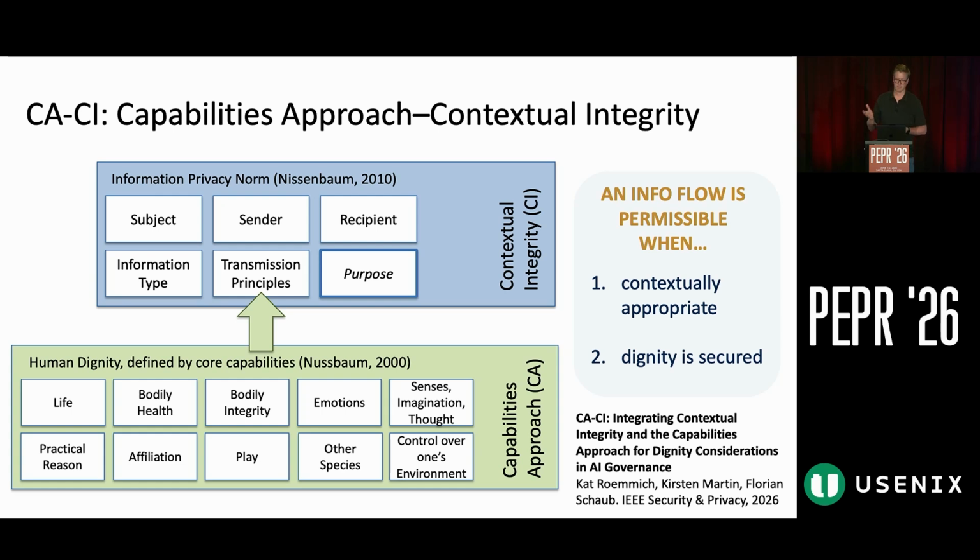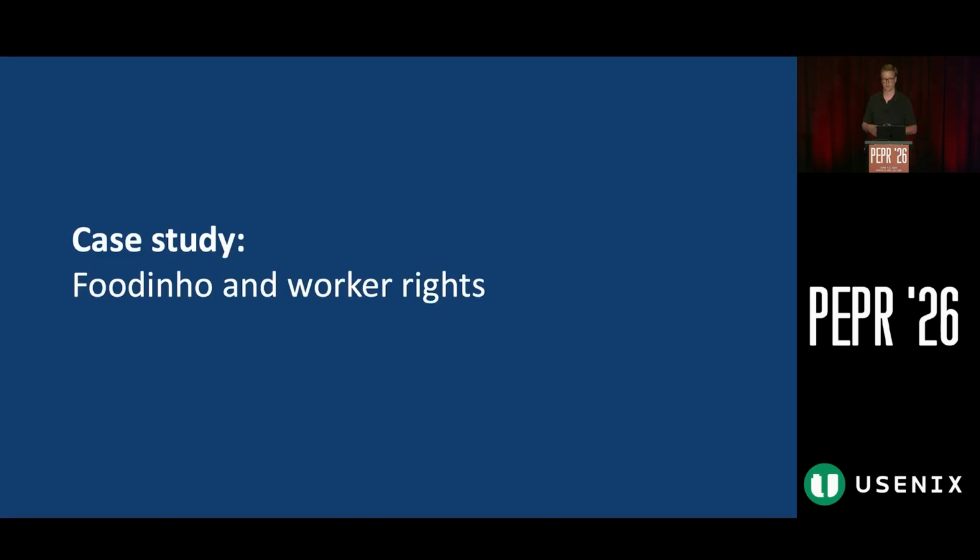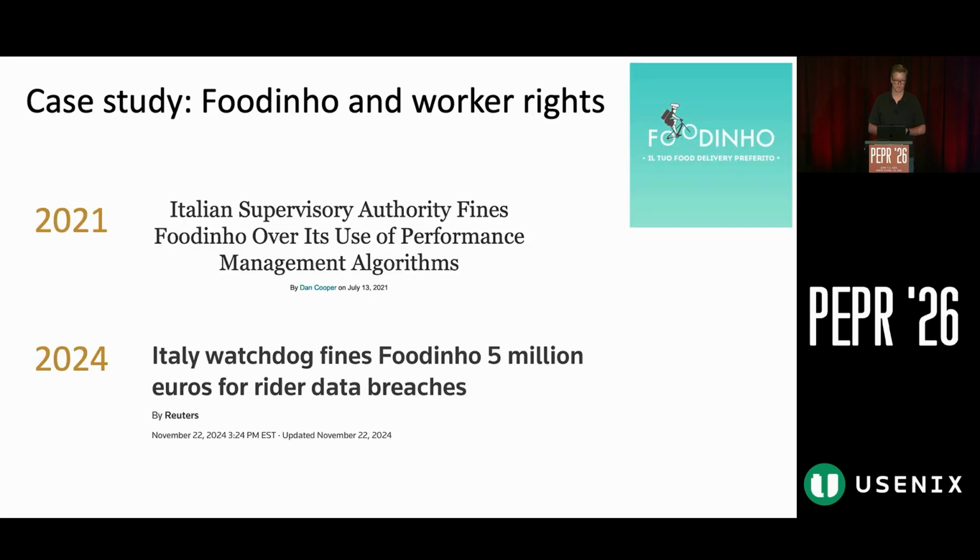Okay, let's see what this looks like in a practical scenario. We're going to look at Foodinho, which is an Italian food delivery platform that got in trouble with the Italian DPA twice for how it treated worker data. And I don't have any particular qualms with Foodinho. We're just using it as an example where we have a baseline, right? We know that certain privacy issues have occurred, and so I'm going to walk you through how we can use this framework to analyze these issues and how maybe Foodinho could have anticipated and prevented some of them.